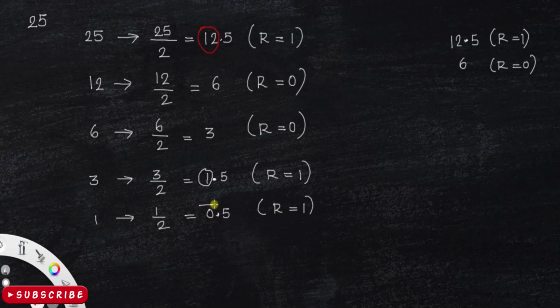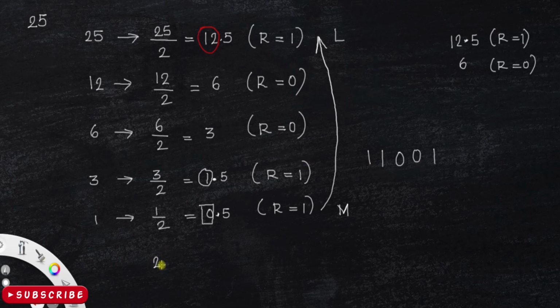Now if the integral part is 0, then you can stop. There is no need to proceed further. When 0 comes, you can stop here. Now this is the most significant bit and this is the least significant bit. You should always count from most to least. Clear? So it is from bottom to top. So the binary of 25 is actually 1 1 0 0 1. Clear? So this is the binary of 25.